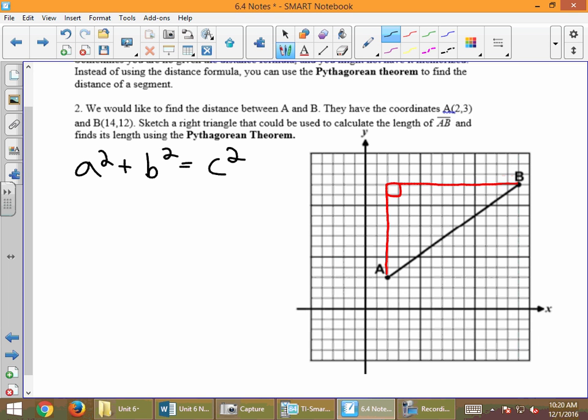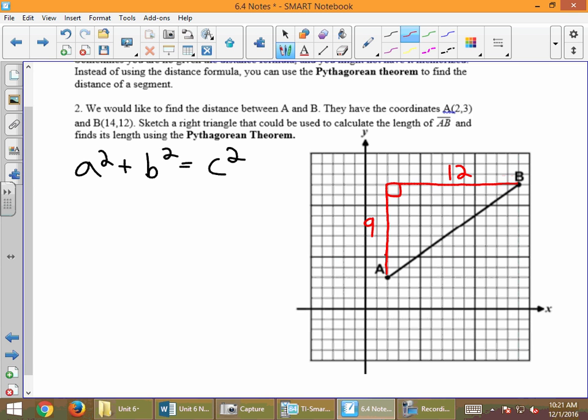So let's figure out how long our sides are. Well, how do I get from A to that point up there? You just count. Don't count where you started. 1, 2, 3, 4, 5, 6, 7, 8, 9. I went up 9. Again, it is always positive. How far over do I go? 1, 2, 3, 4, 5, 6, 7, 8, 9, 10, 11, 12. Go over 12.